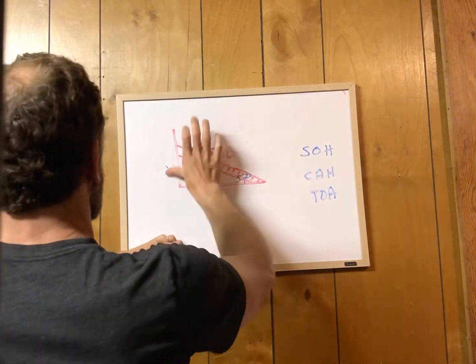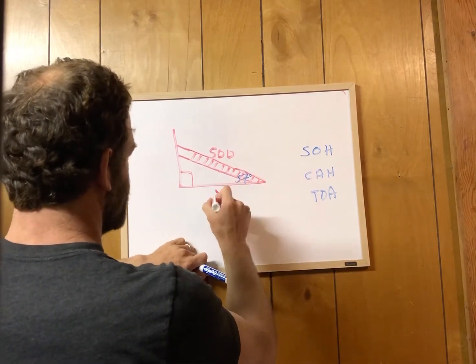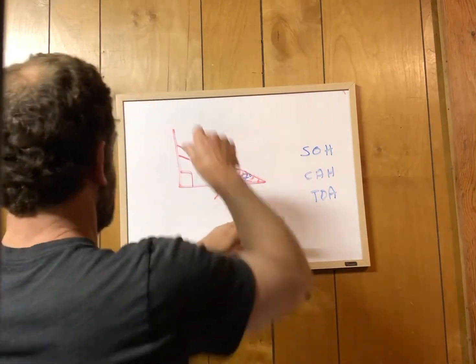Oh, wait, no, I'm sorry. How far from the bottom of the wall is the ladder? This side right here. Sorry, I was reading the problem wrong. All right, so look, here's your ladder.